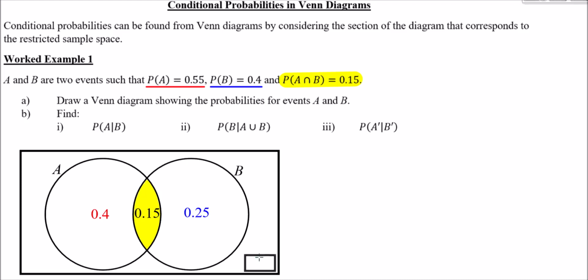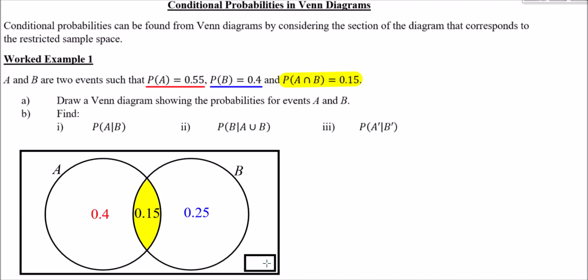So is there going to be a number here? Remember, the sum of all the probabilities in any Venn diagram always needs to add up to exactly 1. 0.4 plus 0.15 plus 0.25, that doesn't get us to 1. So whatever is left needs to go here.